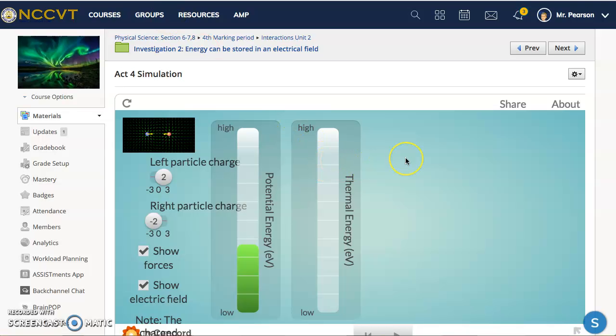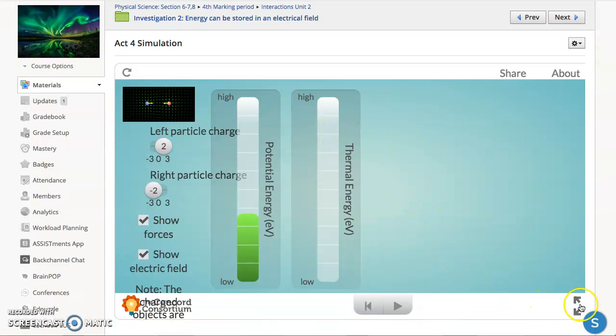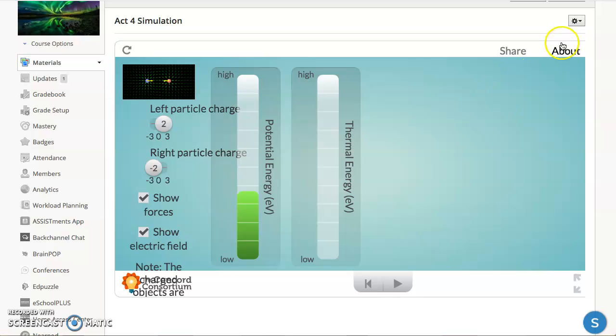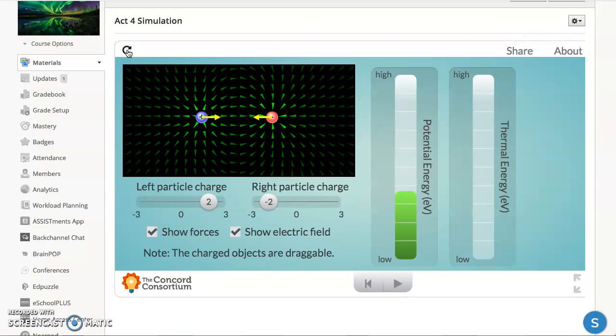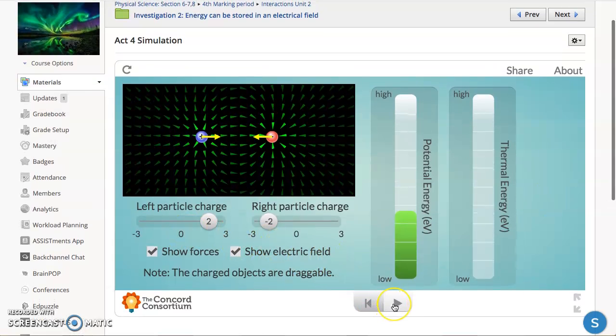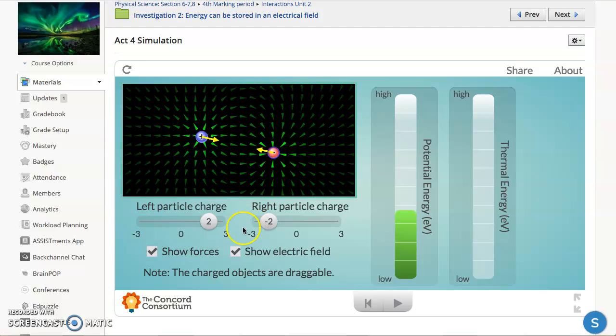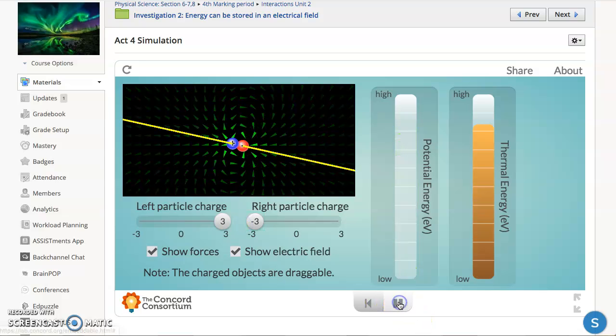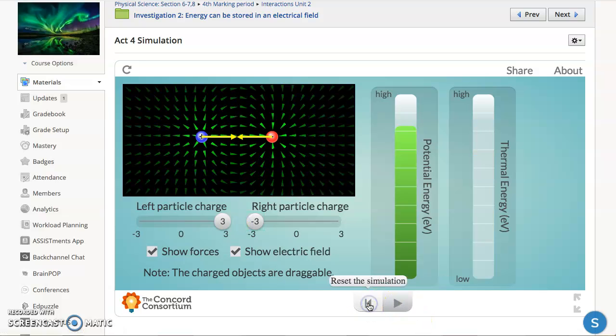Looking at the fourth one. Okay, so on this one, I can move these around. I can change the charges like I have in the past, but now I can press play and see what happens. So now we're combining a little bit of what we've seen through all of these different simulations so far.